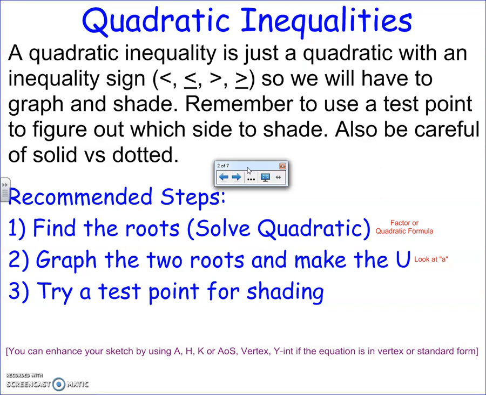Remember, we have to use a test point to figure out which side to shade, and also be careful of solid versus dotted lines. The recommended steps are: 1, find the roots. So you're going to solve the quadratic by either factoring or the quadratic formula. Then you're going to graph those two roots and make the U shape. Look at a to figure out if the U is going up, or flipped upside down, going down. Then 3, try the test point to figure out what to shade.